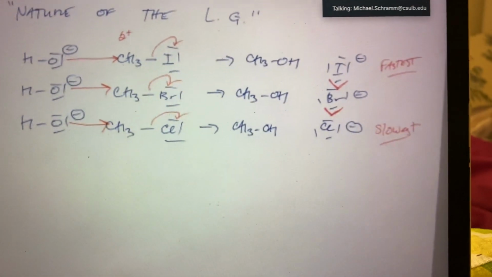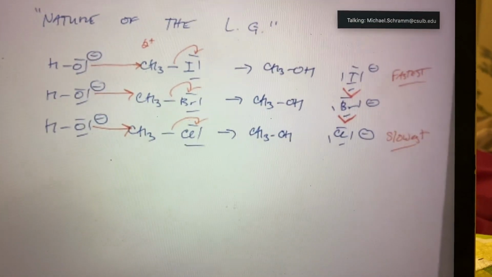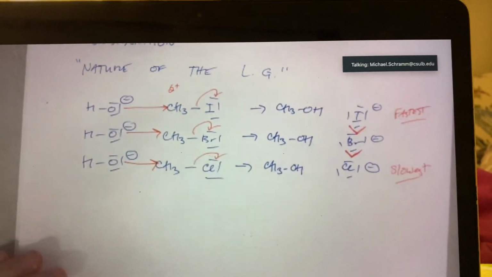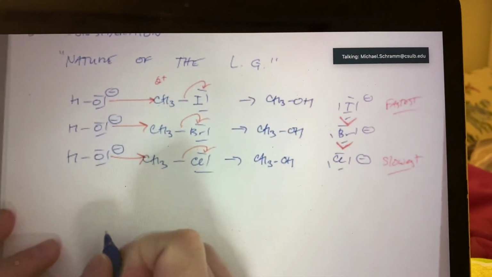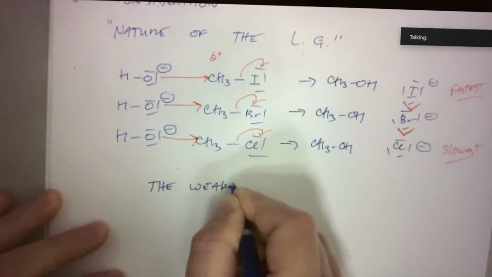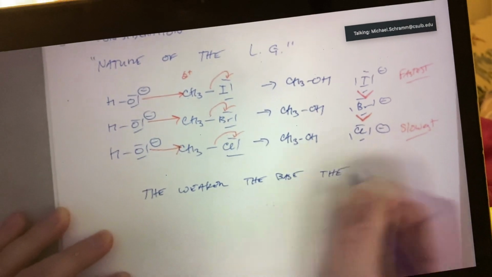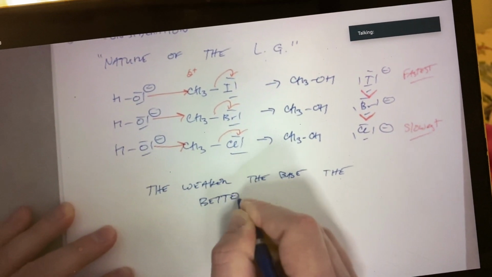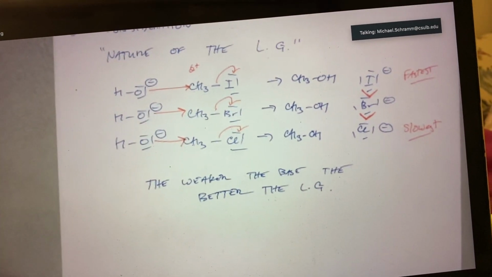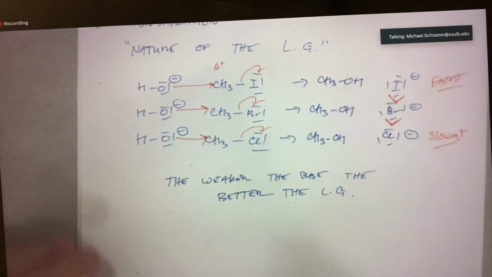And the trend for the leaving group ability, students do get confused, so please study the nature of the leaving group and the nature of the nucleophile separately. But the leaving group trend is based on basicity. The weaker the base, the better the leaving group. So weak bases are very, very good leaving groups.